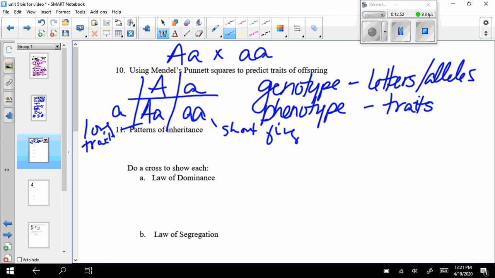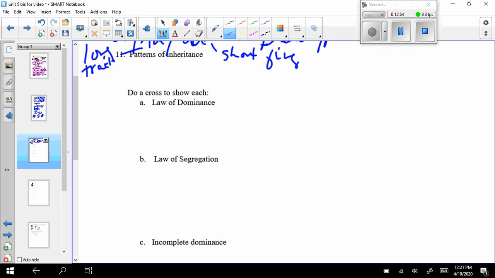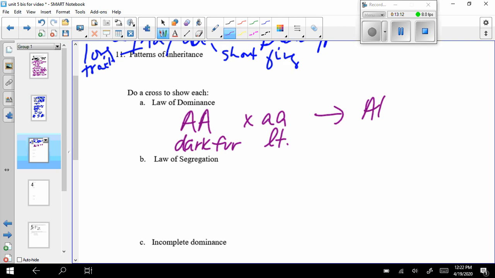All right, patterns of inheritance. There's many patterns of inheritance, so I just wrote out a bunch of them to show. Law of dominance: if you cross one trait, so let's say this is dark fur with a light fur, and all offspring come out dark. That's an example of the law of dominance, meaning that if a certain trait is present, it will always be expressed. It will always show up. So if all of the offspring here are dark, then the dark trait was dominant.